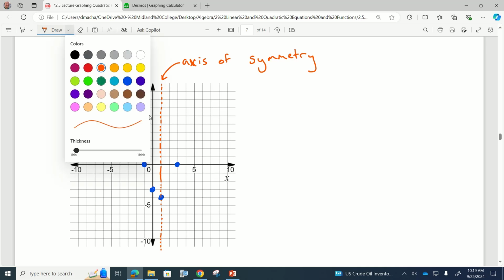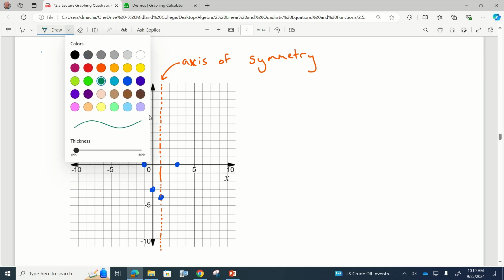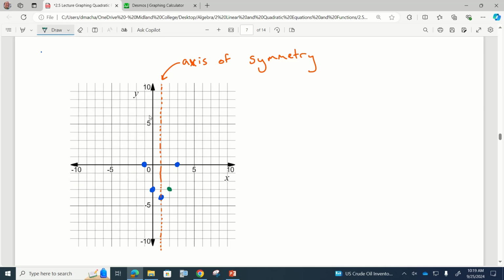I can actually make one more point before I start connecting the dots. And I'm going to put my extra bonus point right here. And I decided to put it right there because if I look at my y-intercept and then I use my axis of symmetry, I'm placing another point at the same position vertically, at the same distance away from my axis of symmetry. So it's kind of like the mirror image of the y-intercept.